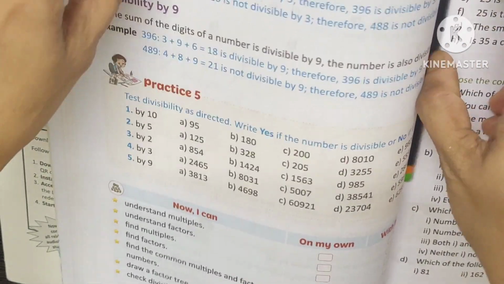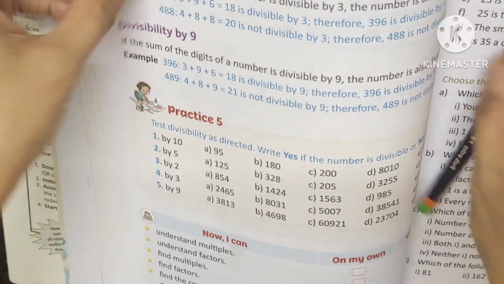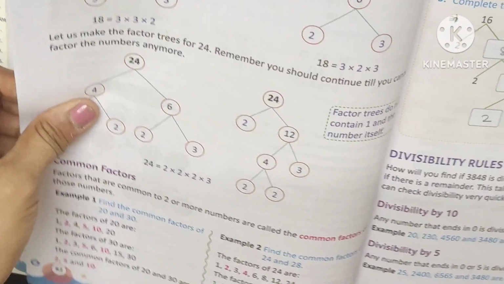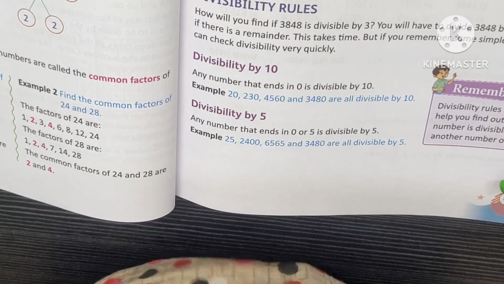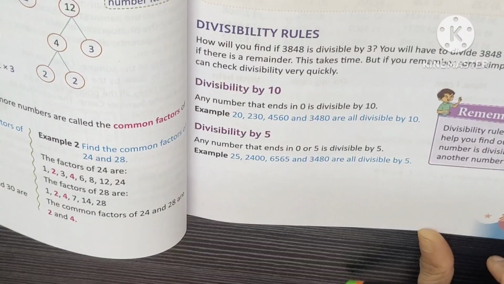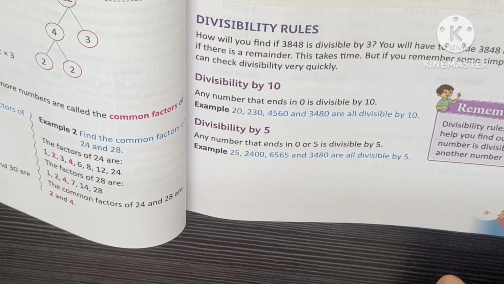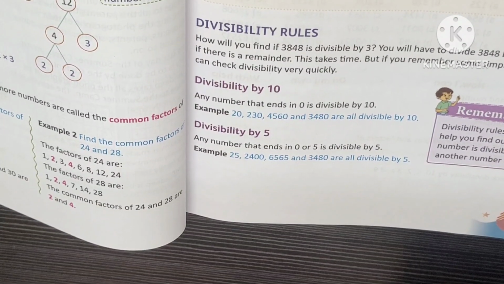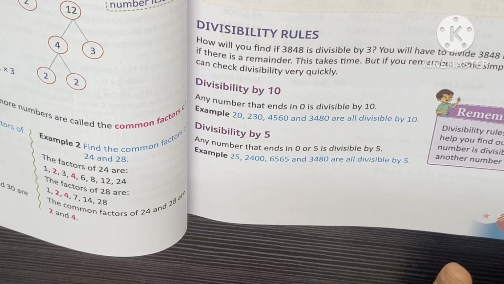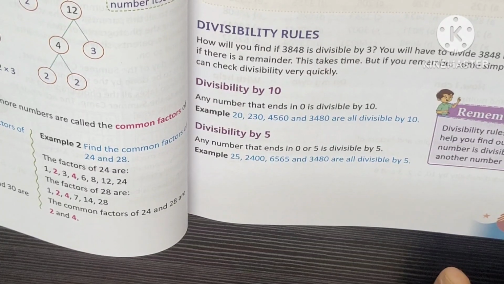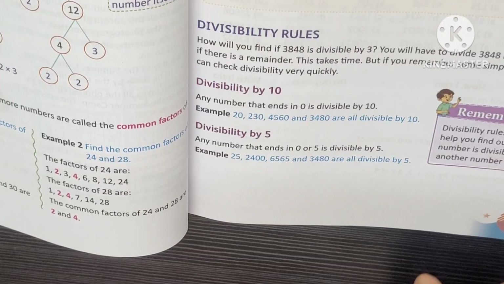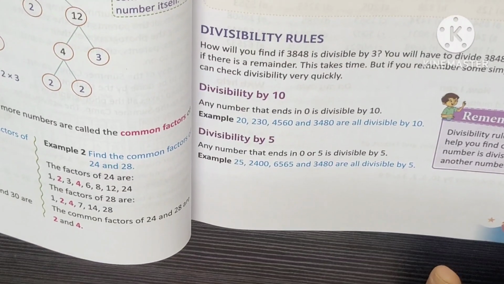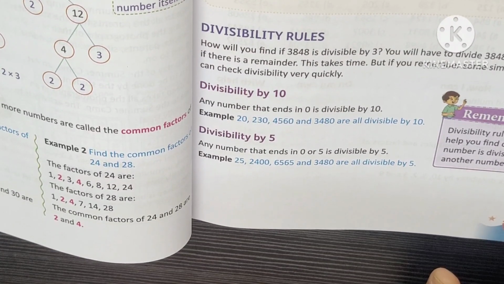So in practice 5, what is that? Divisibility rules. There are some rules to identify whether a number is divisible by any number or not. First, divisibility by 10.